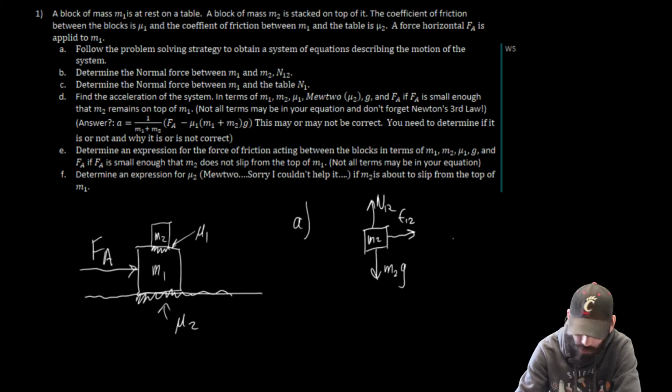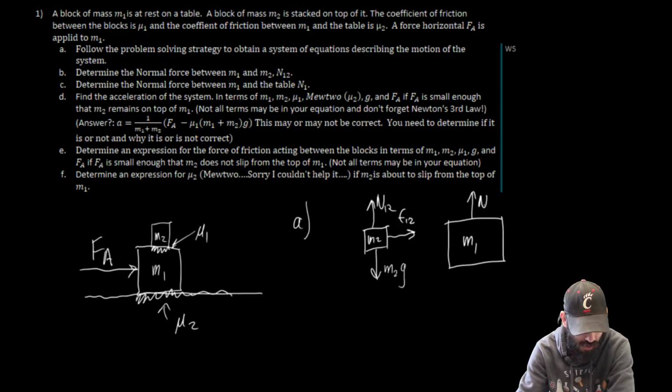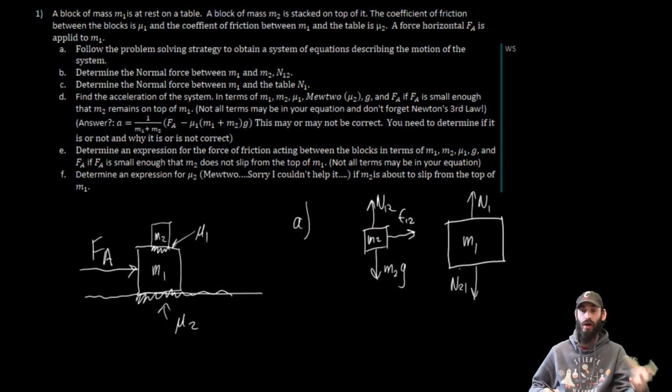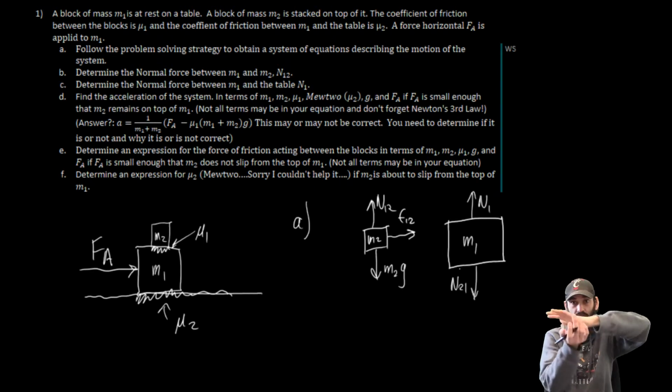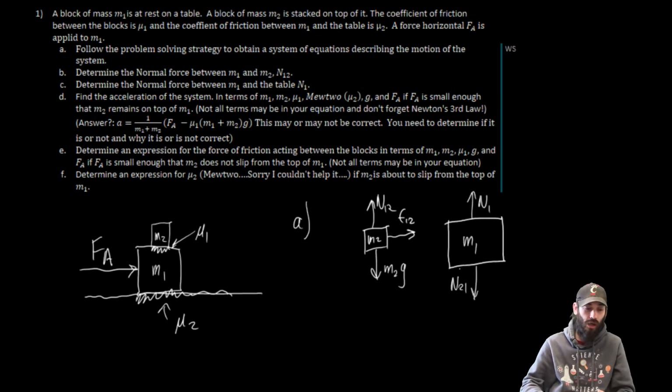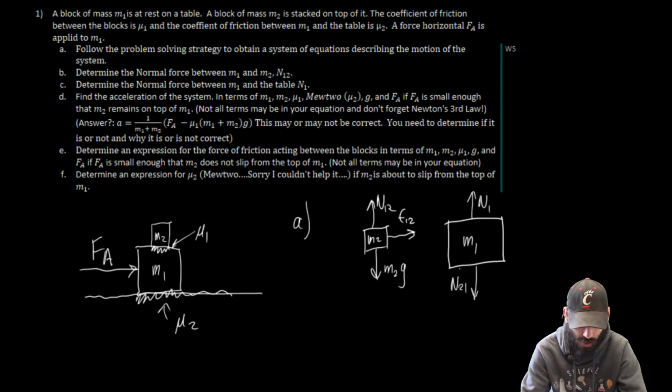And then we have our block M1 here. So M1 is going to have some normal force from the table. We're going to call this N1. We have N21, the normal force that block 2 acts on block 1, right? Because they're stacked on top of each other. There's a pair of Newton's third law forces that act between these, equal and opposite, right? So we have the one that M1 acts on M2, and the one that M2 acts on M1, but they're equal and opposite.